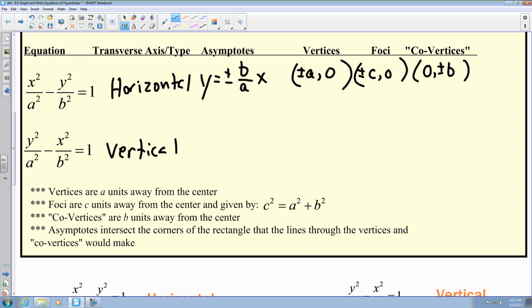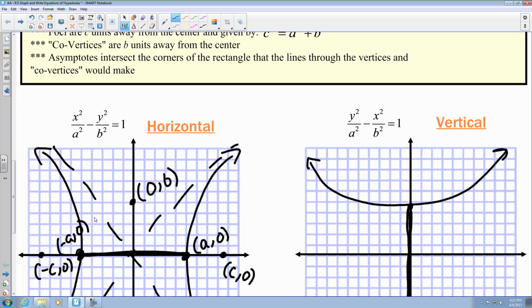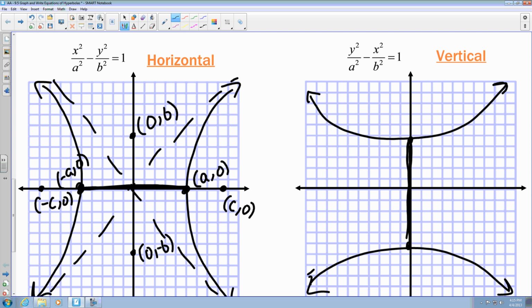Our asymptote is just the opposite of what we had here. If in the horizontal hyperbola it's y equals plus or minus b over a times x, this one's going to be y equals plus or minus a over b times x. And then, again, the same thing: it crosses at the origin 0, 0, and that's how we get that.